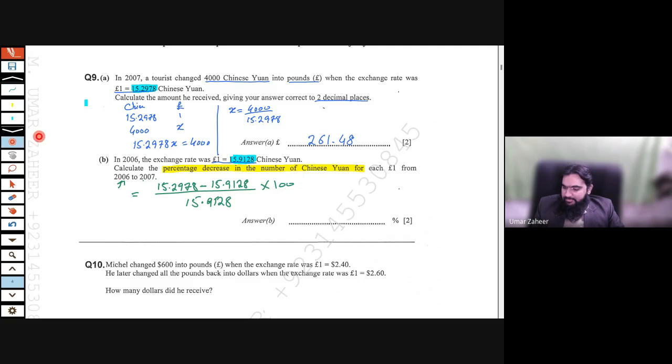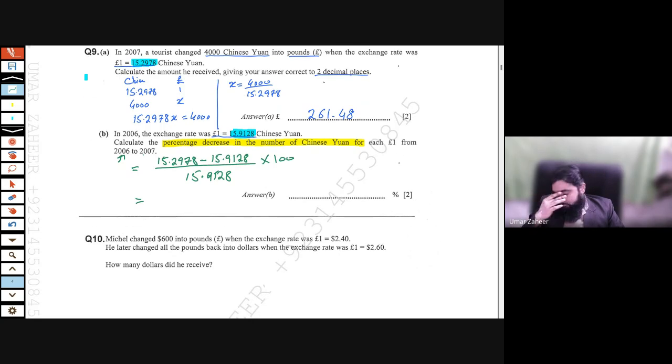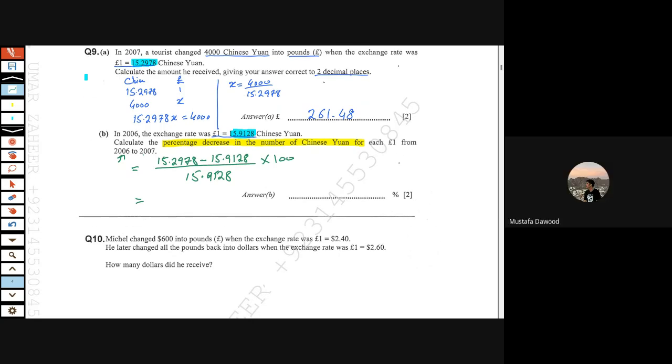Basically, when we subtract, we will get the change, divided by the initial value. The initial value is where you are moving from, 2006 to 2007. That's why the initial value is 15.9128, and it is going to change to 15.2978. Yes, that is equal to minus 3.86.